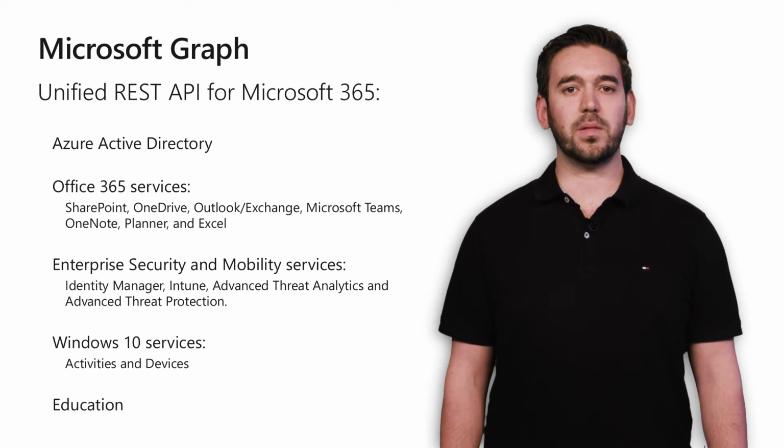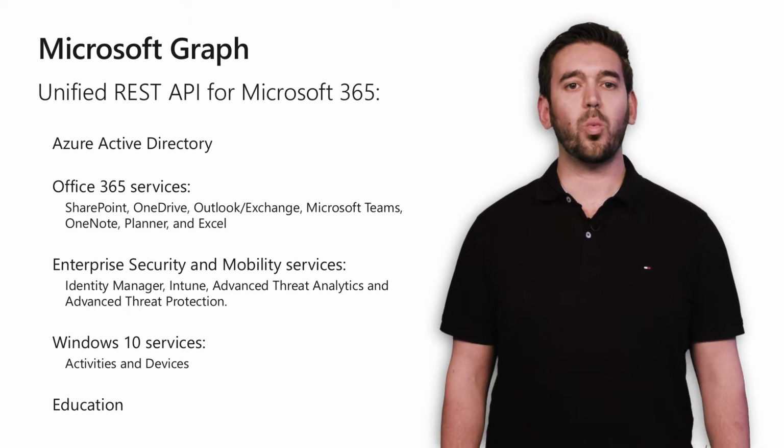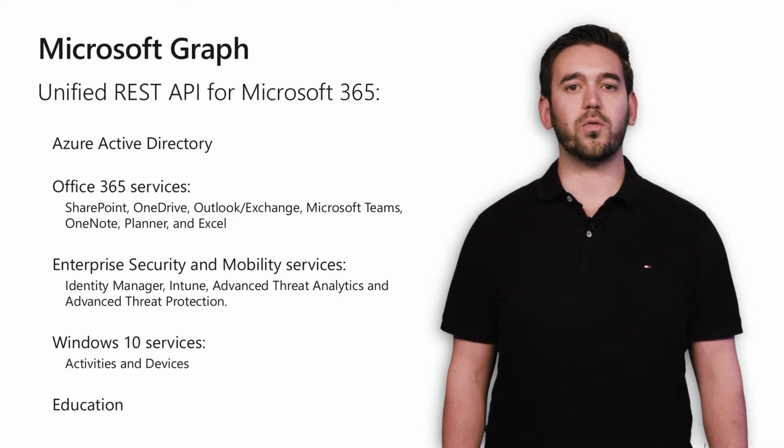It's a REST API that lets you build rich applications that integrate with services used by over 100 million active users. These services include Azure Active Directory, SharePoint, OneDrive, Outlook, Teams, Intune, Windows, and more. There's also some exciting new security APIs, and even APIs built specifically for the education space. All in all, there are over 8 trillion resources available in Microsoft Graph.